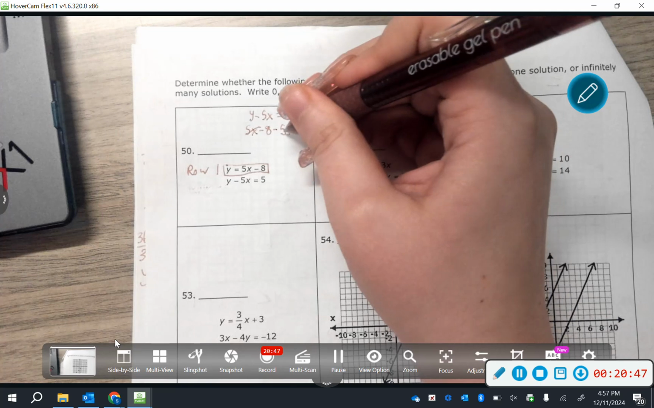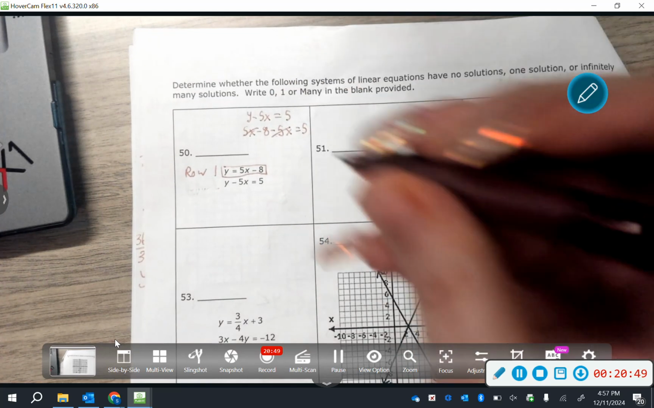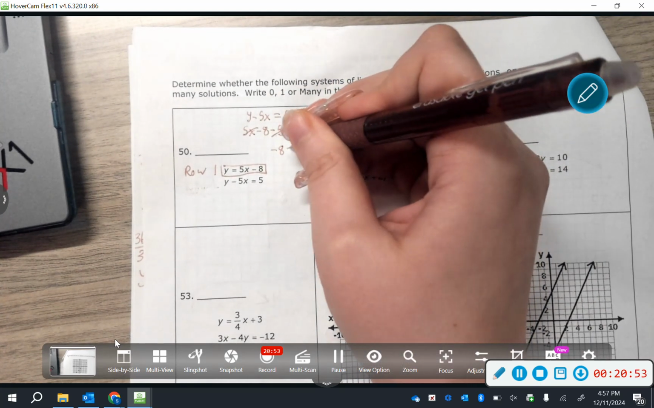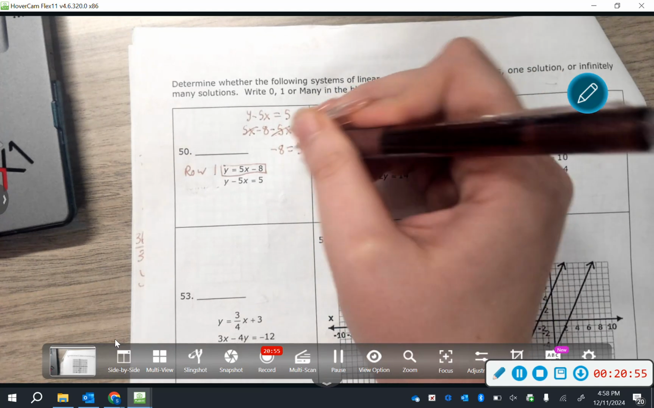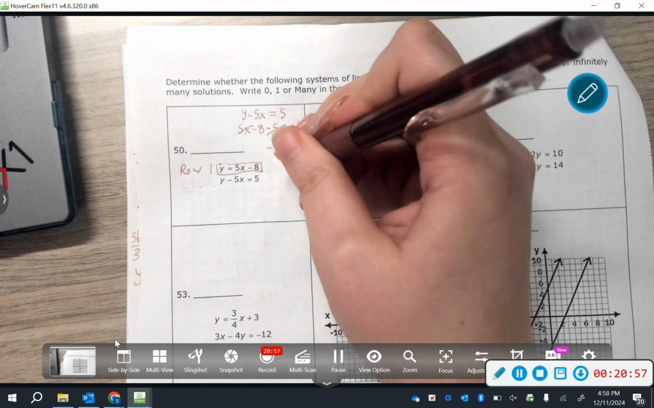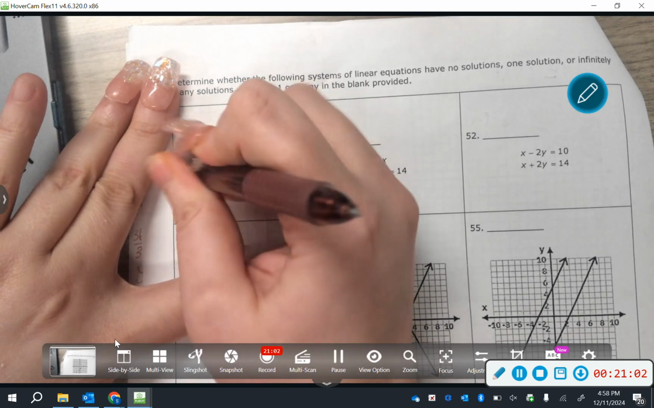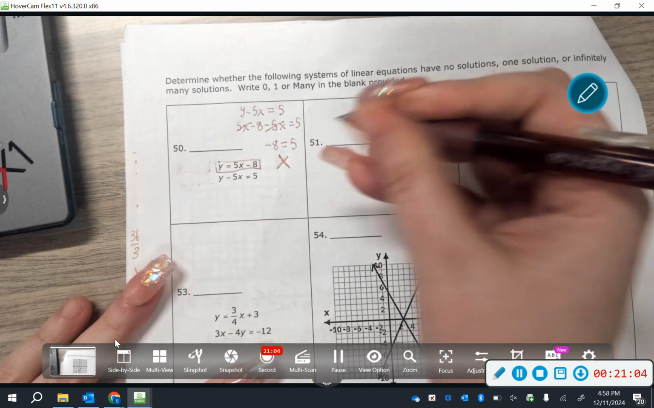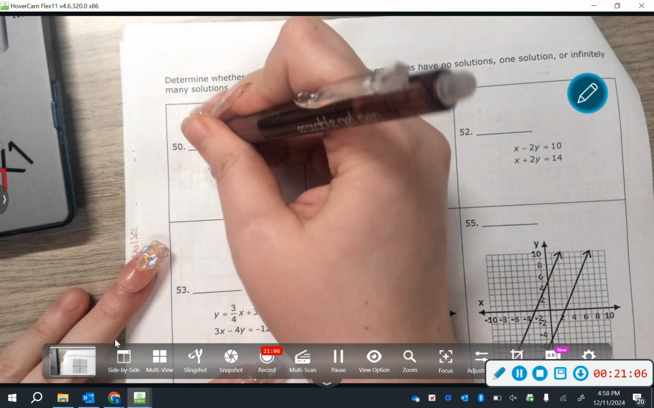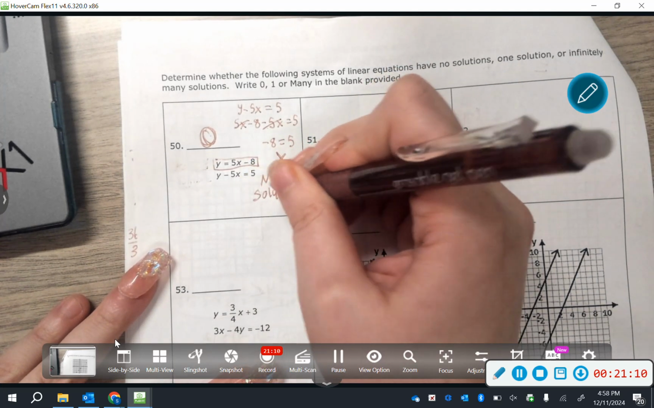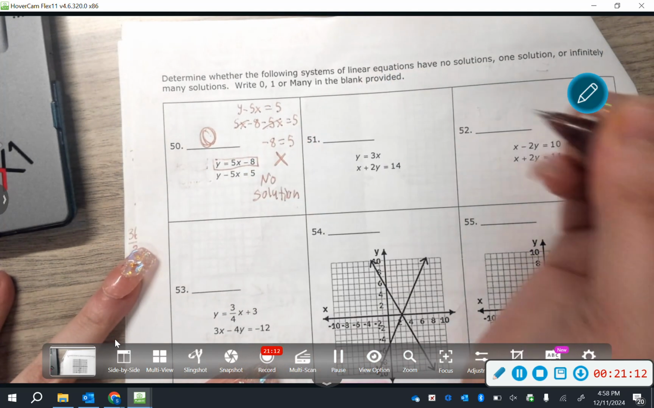Well, 5x and negative 5x cancel out, so all I'm left with is negative 8 equals 5. Does negative 8 equal 5? No. If it is not true, it is called no solution. So we're going to write here 0. There's no solution for this. No solution.